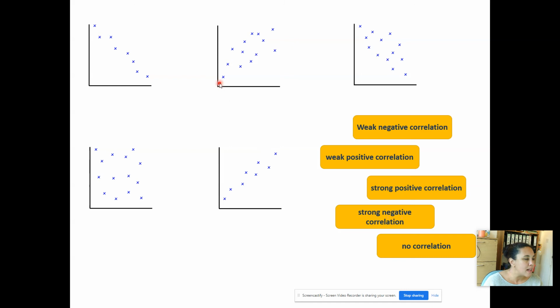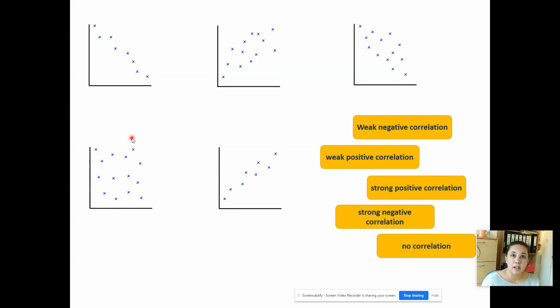So let's have a look at the upwards sloping graphs. Again, here we've got a strong positive correlation because those points seem to be aligned quite closely together. Whereas here again, we can see an upward trend, but our points are quite scattered in our graph. So we call this a weak positive correlation.